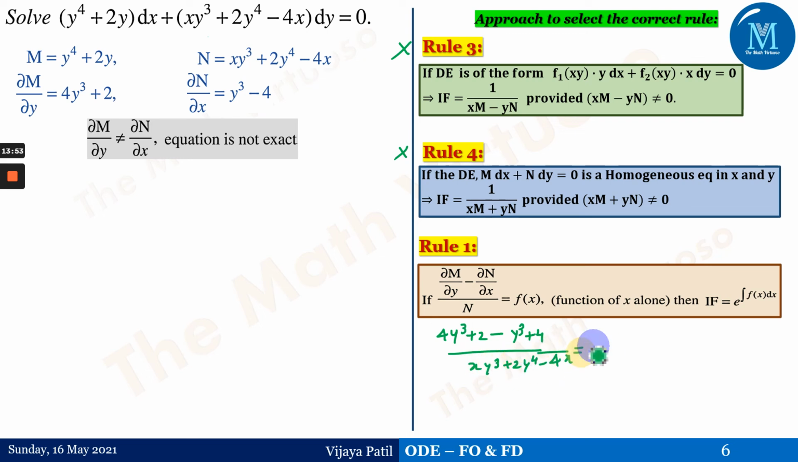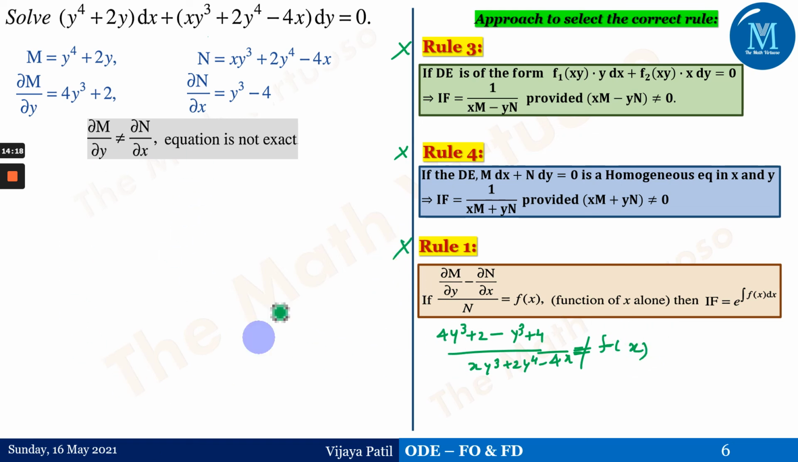If you observe here, it cannot be expressed as f of x. It's not possible to have it as f of x. A few terms will go off and a few will remain, but you will not get this function in terms of f of x, or the function of x only, or a constant itself. That means this rule number 1 is also getting discarded.